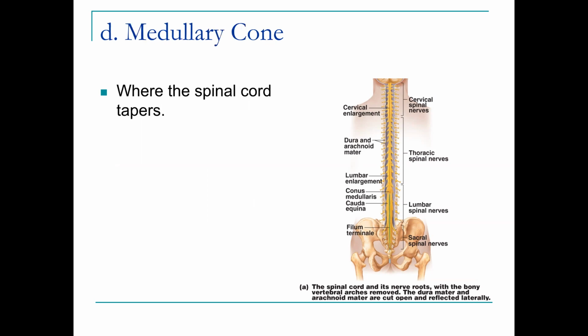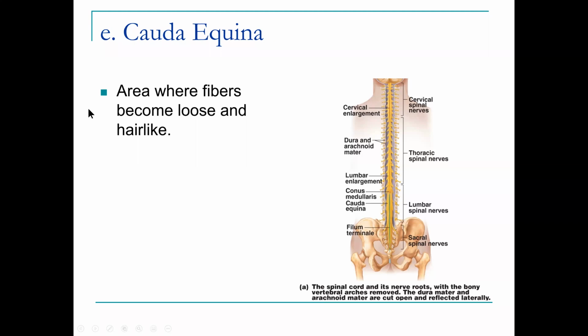Okay. We have a medullary cone, the conus medullaris. This is where the spinal cord tapers, so this is around L1, L2. We then have cauda equina, where the fibers of the spinal cord become loose and hair-like.